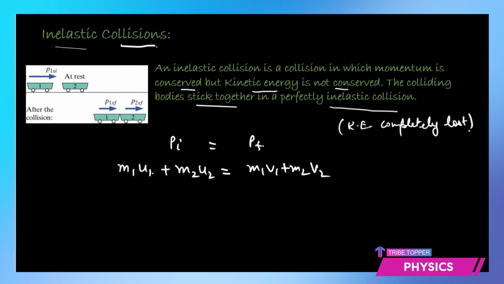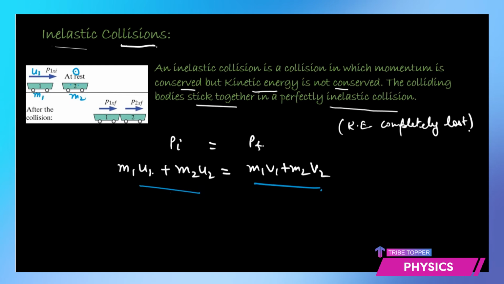But in this particular case, do you know how this equation will change? You can see this is the first body, say its mass is m1, this mass is m2, this is velocity u1 and this is at rest, so 0. After the collision, the bodies stick together. That means they will move with one common velocity. So when the bodies stick together, they move with a common velocity.